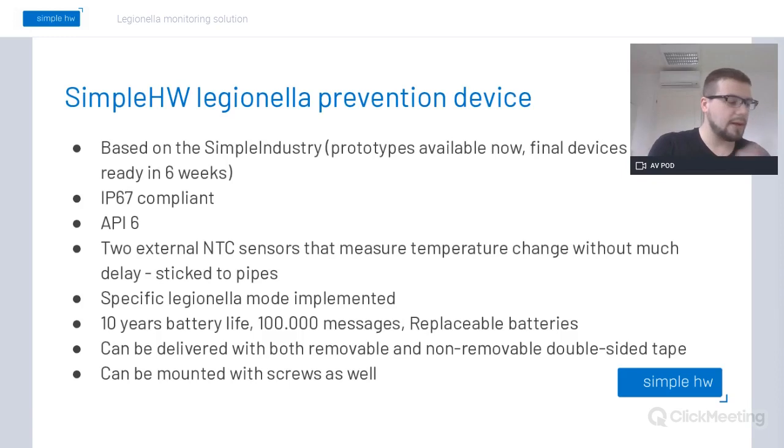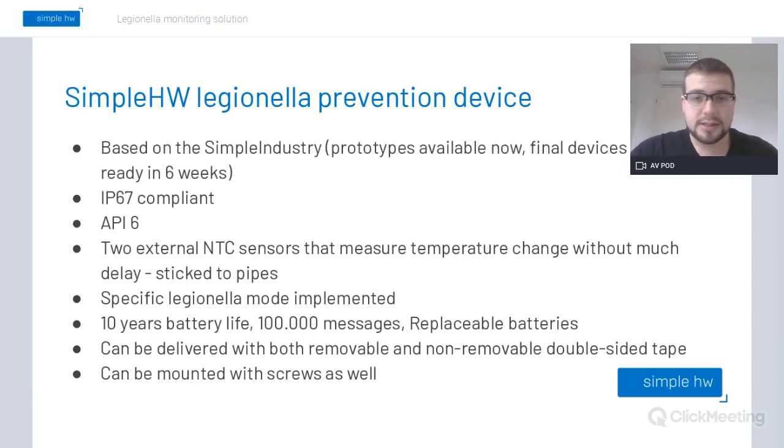Okay, so I've shown you the prototype. Now this is the final case. As you can see, it is a bit flatter and a bit wider than the original prototype, and the mounting flaps are a bit different and more robust as well. The final device will be IP67 or even 68 compliant, which means that it will be completely waterproof. And of course, since the case will be enclosed, in order to monitor the temperature efficiently, you need to use the two external sensors.